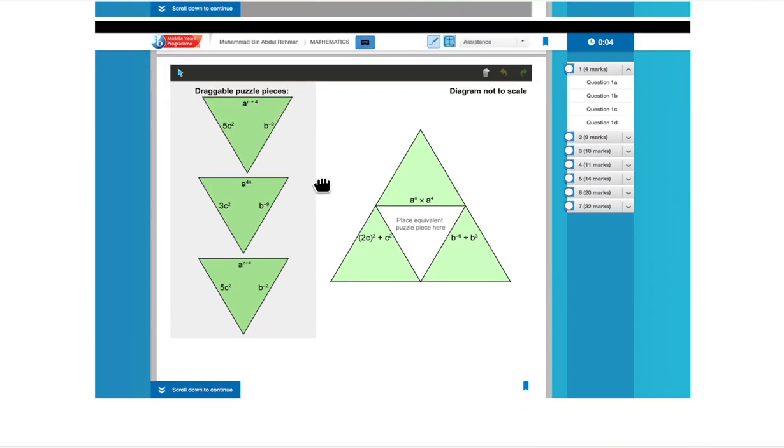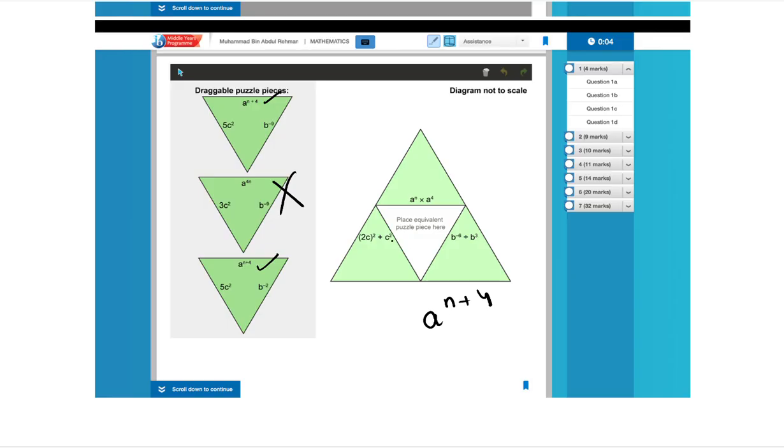Then the third part says a raised to the power of n multiplied by a raised to the power of 4. So we must know that in such a case, when there are different powers and a multiplication sign with the same base, the powers are supposed to add. So above we'll have a raised to the power of n plus 4. This option is present here. So this option is immediately cancelled.